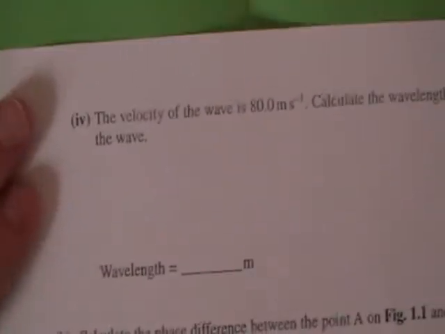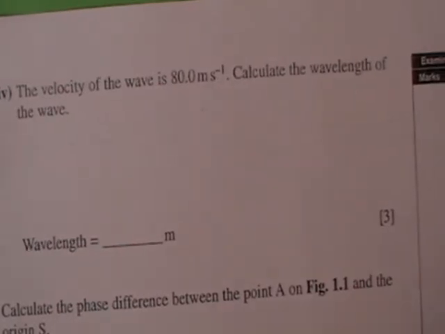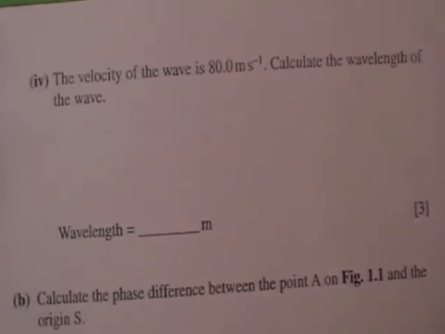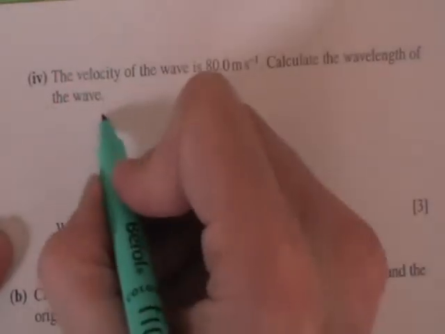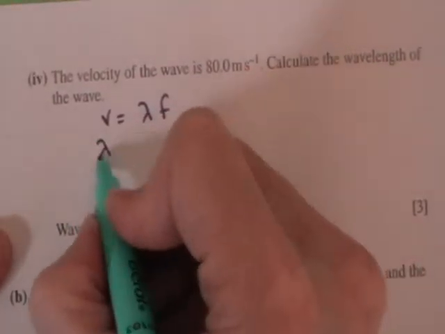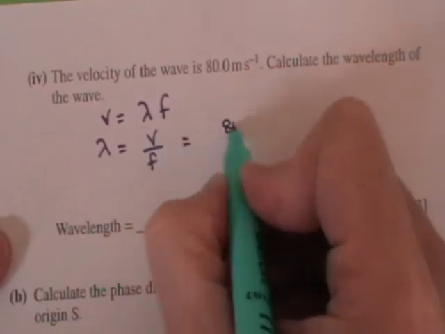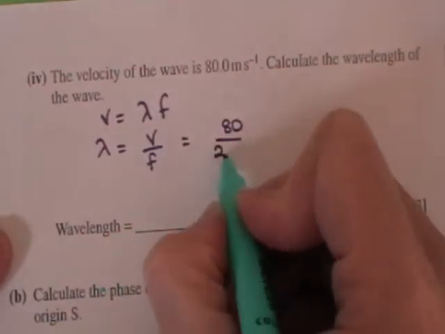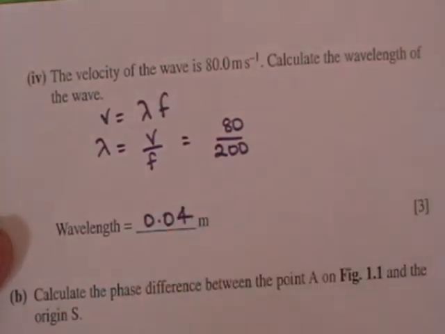The next part of the question then tells you the velocity of the wave is 80 meters per second. Calculate the wavelength of the wave. This is part 4 of the question, and it is very straightforward. V is equal to lambda f. We now know f, so rearranging to get lambda, it's V over f, which is 80 divided by 200, and that gives you an answer of 0.04 meters.